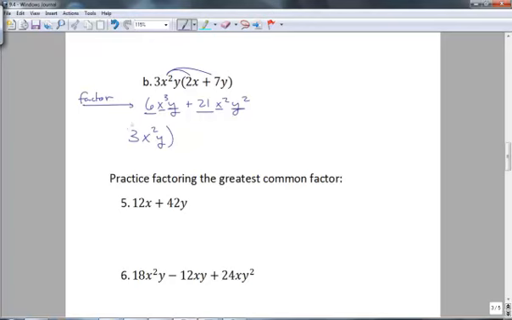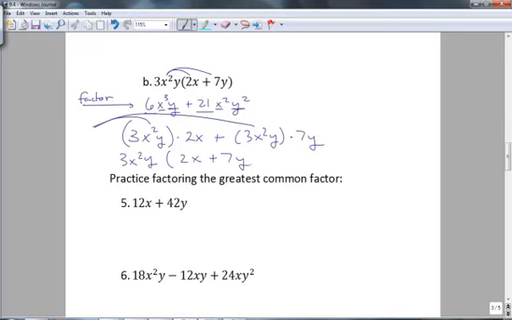So you could rewrite this like so. And now you can see that both terms have a common factor of 3x squared y. So what I'm going to do is undistribute that. I'm going to bring that back out. So I get 3x squared y, put the parentheses back in, 2x plus 7y. Okay, so just think of factoring the greatest common factor as reversing the distributive property. It's really what it is.